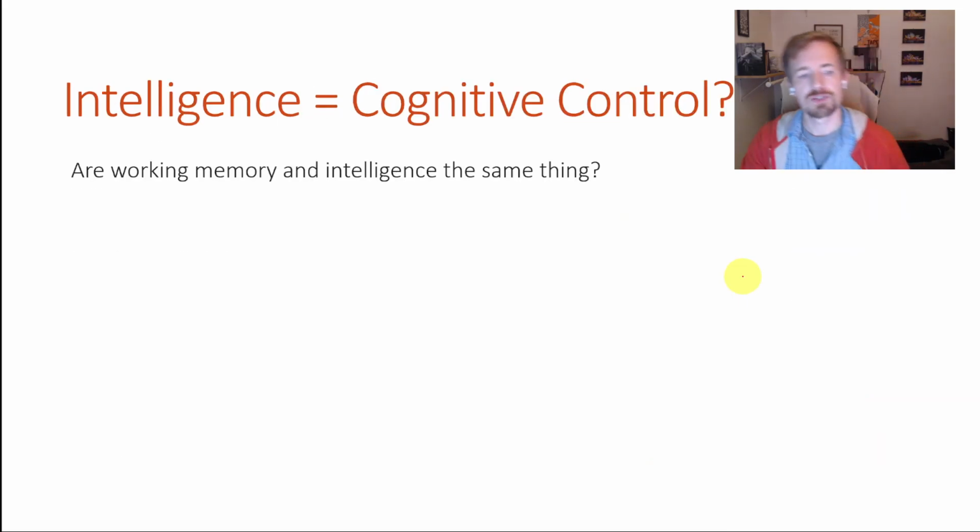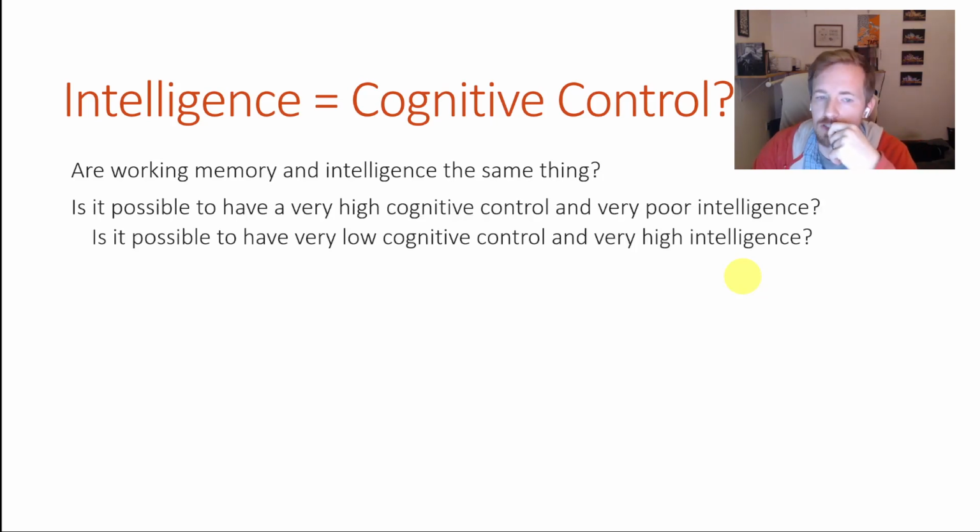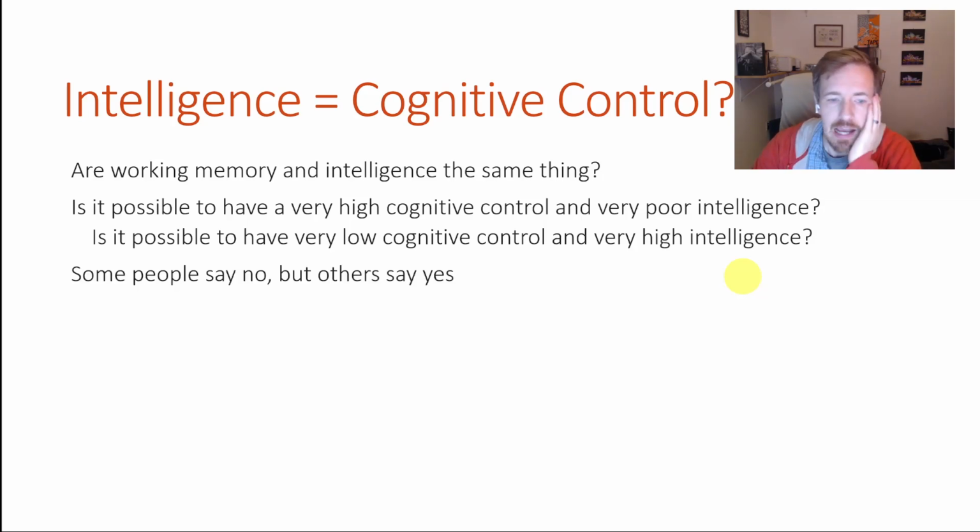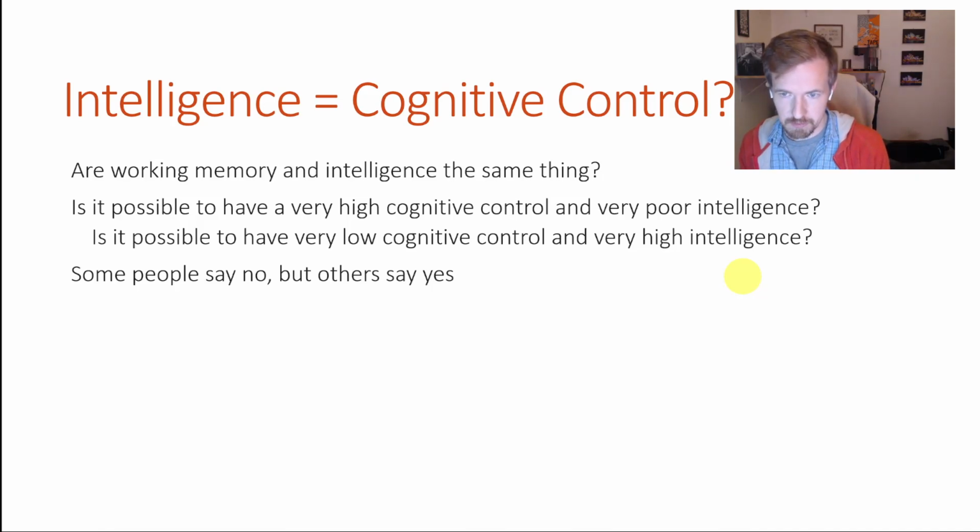All right, so this does bring up an issue though, which is: is intelligence and cognitive control the same thing, or is working memory and intelligence the same thing? And I would invite you to think about this critically and skeptically. So is it possible to have a really high working memory but very poor intelligence? So could somebody be really good at those tasks but have very poor intelligence?